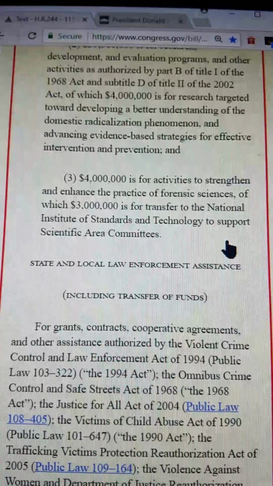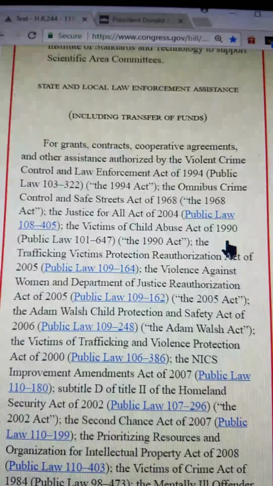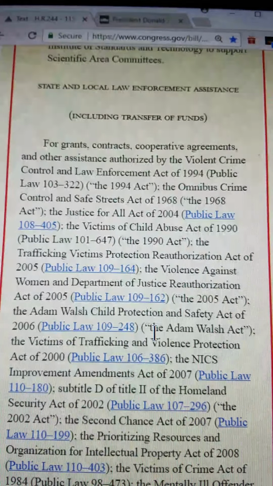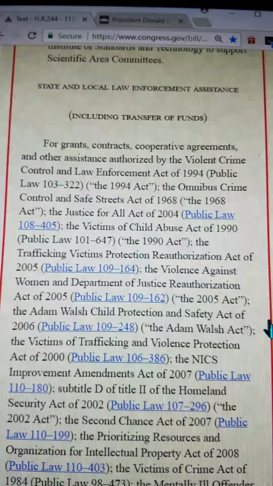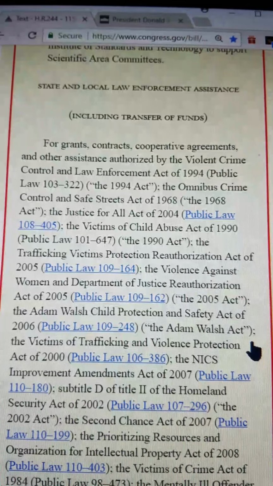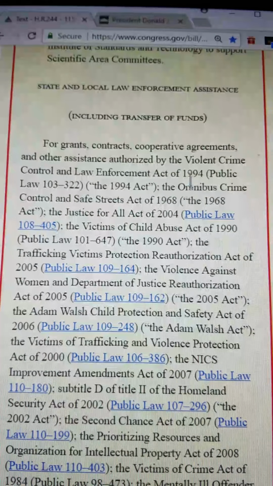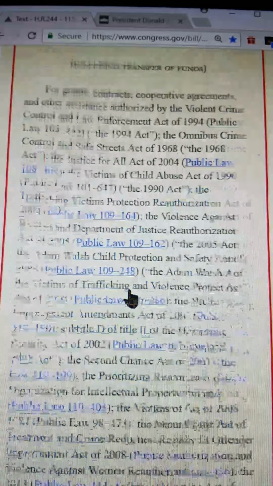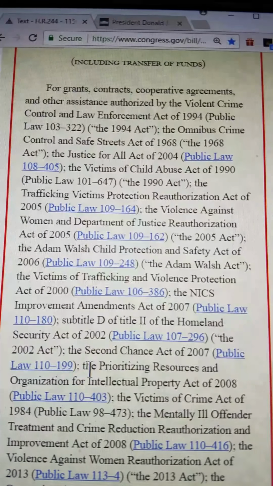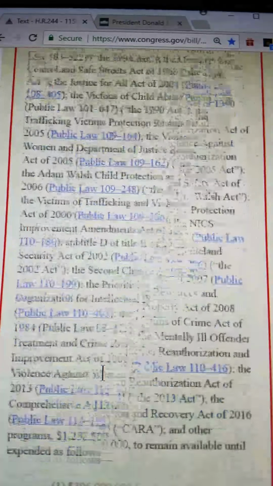State and local law enforcement assistance for grants, contracts, cooperative agreements, and other assistance authorized by the Violent Crime Control and Law Enforcement Act of 1994. They're going to read all of these acts over again, and then here's a new one right here.